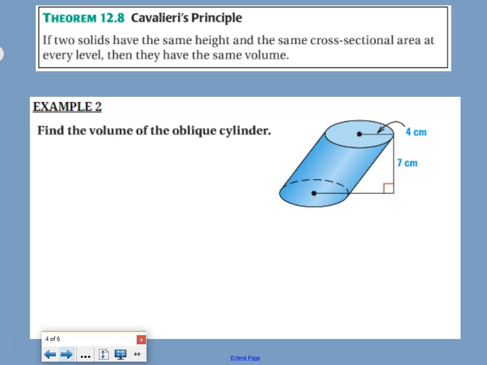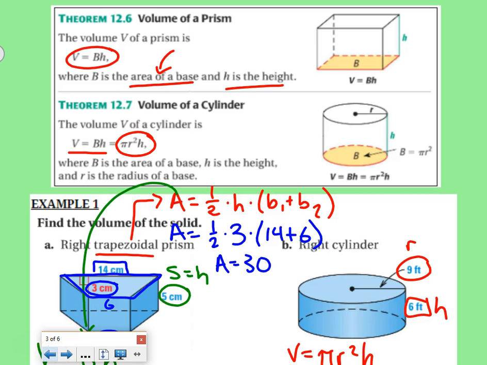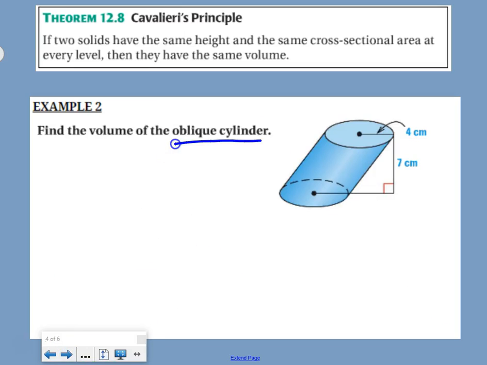Next example, we have Cavalieri's principle. I think I'm saying that right. If two solids have the same height and the same cross-sectional area at every level, they have the same volume. What this is really just saying is that we can apply our theorem for volume of a cylinder, even if it's not a right cylinder, to oblique cylinders, because they still have that area of the circle at each cross-section.